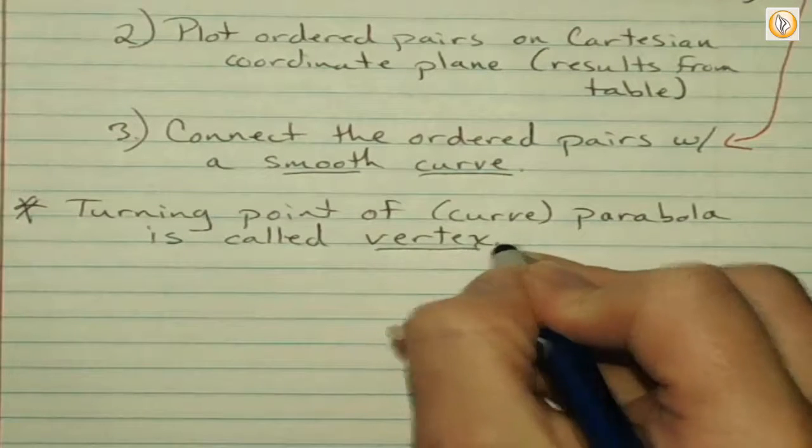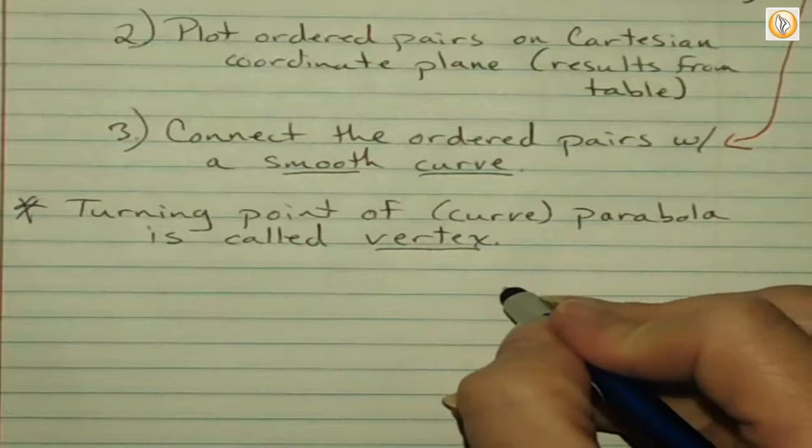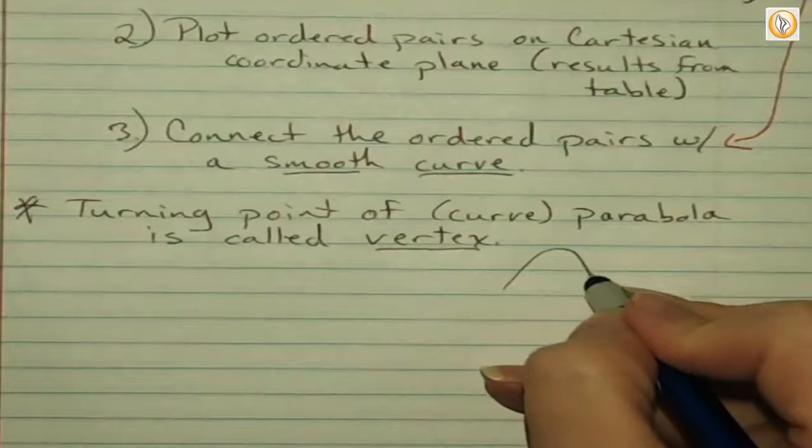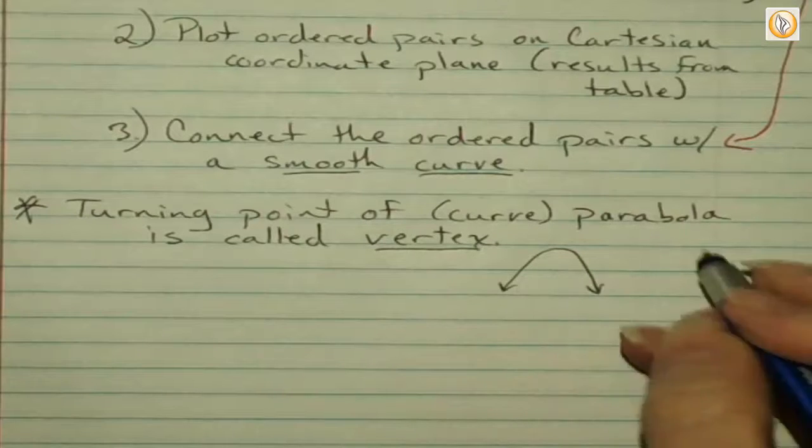Why is it called parabola? Because it looks like... I don't know, a mouth. Bola is a mouth, right? Oh, boca. Never mind.